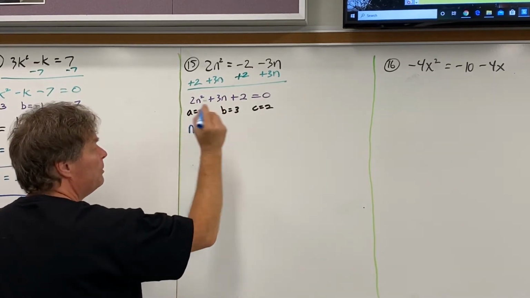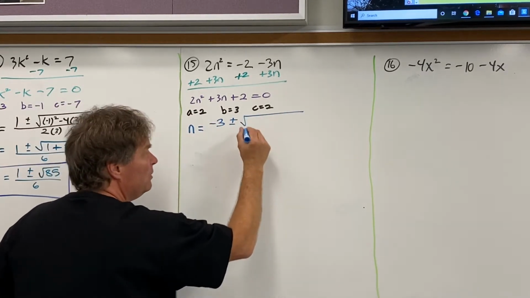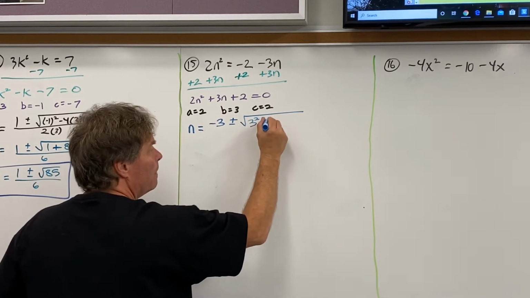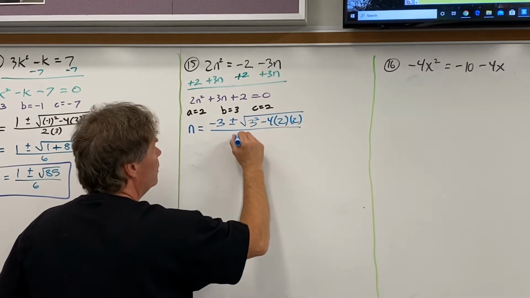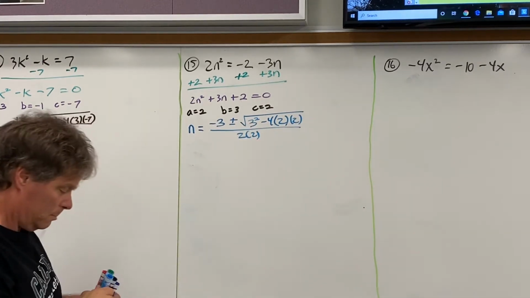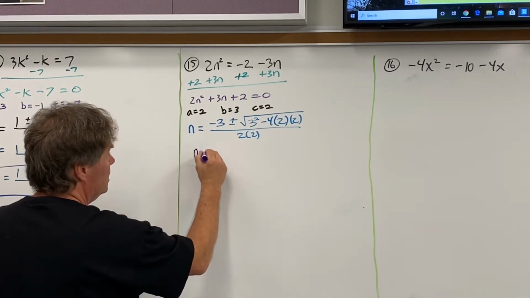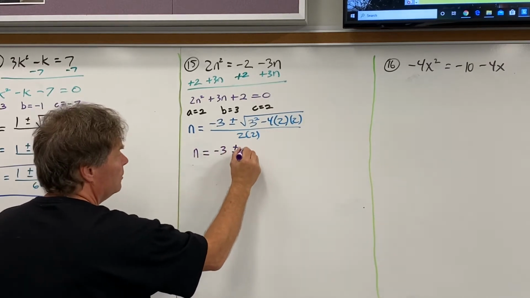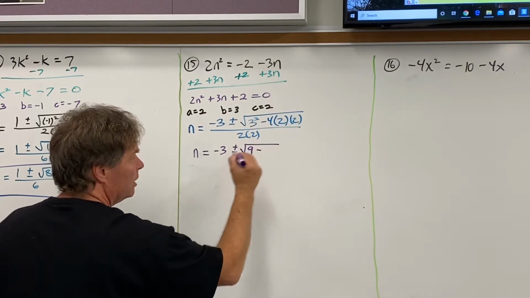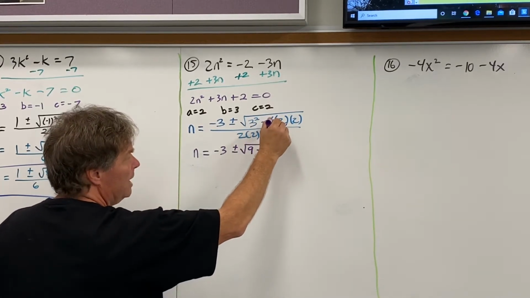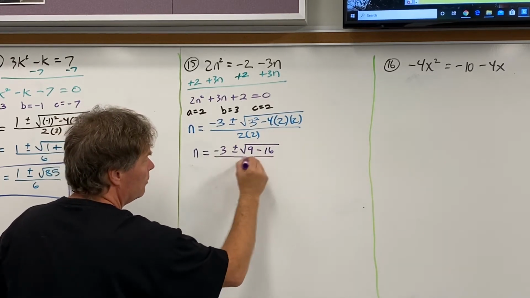n is the opposite of B, so -3, plus or minus the square root of B squared, that's going to be 3 squared, minus 4ac, 4 times 2 times 2, the whole thing over 2a, 2 times 2. Okay, then let's see what that does now. n is -3 plus or minus the square root of 9 minus, there's only one minus, so it is actually going to be a minus. 4 times 2 is 8. 8 times 2 is 16. So that's going to be the whole thing over 4.